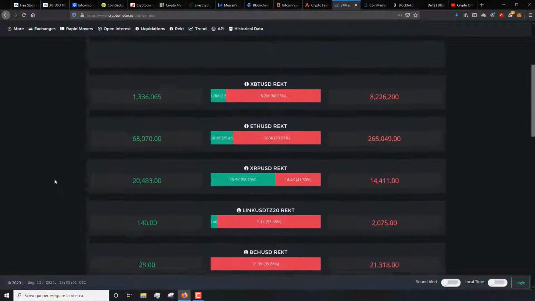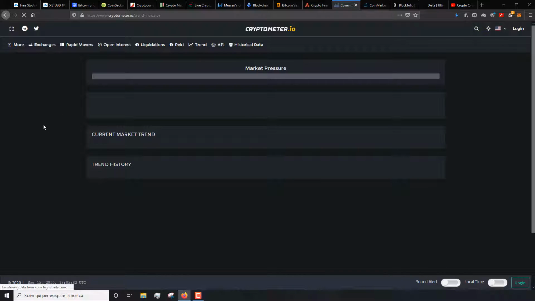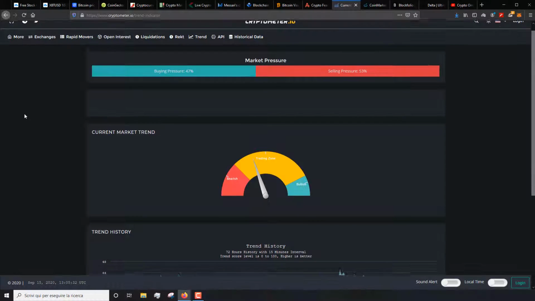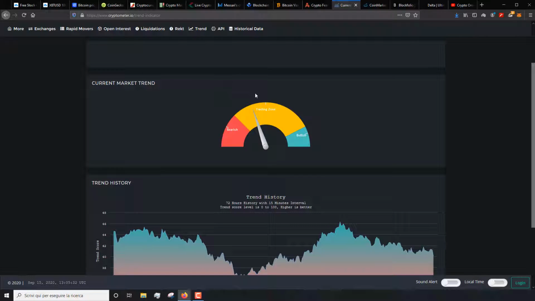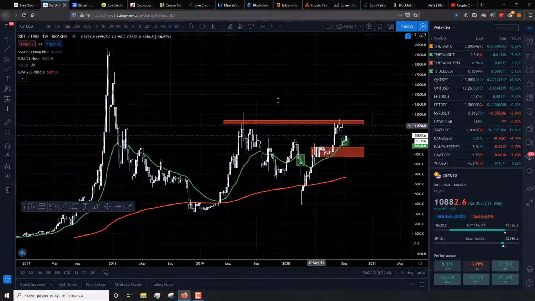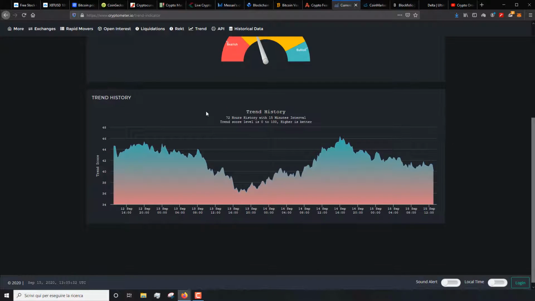Okay, so also this one is pretty good. You also have historical data, you have trend, and here you can see the current market pressure. So we have a 53% selling pressure and 47% buying pressure, and the current market trend is basically not bearish nor bullish, it is neutral at the moment. Because as I said in the previous video, we are kind of at a critical level right here, and I'm not going into detail. You can see the latest video popping up above. So I think that's basically all. You also have the trend history.